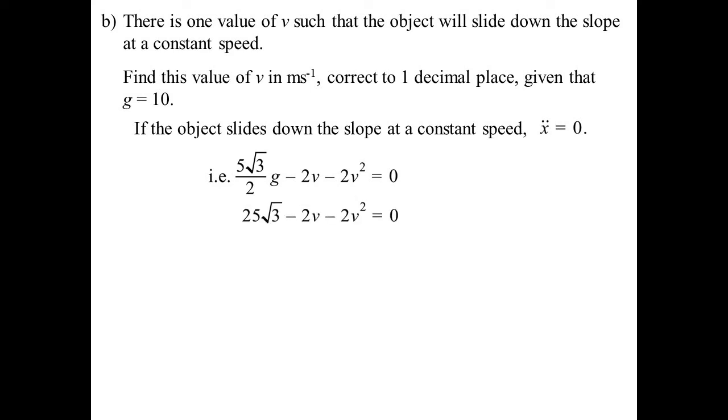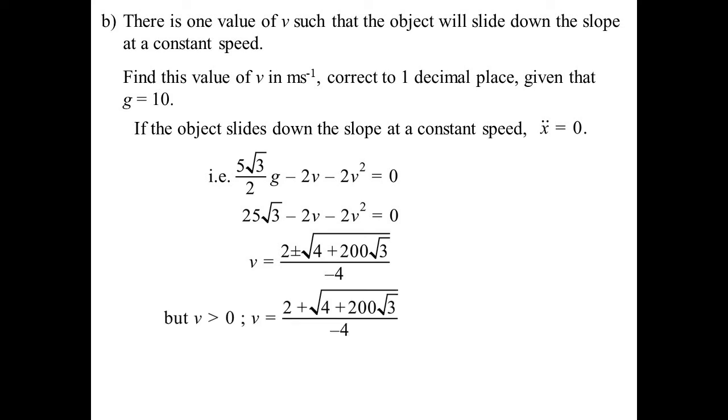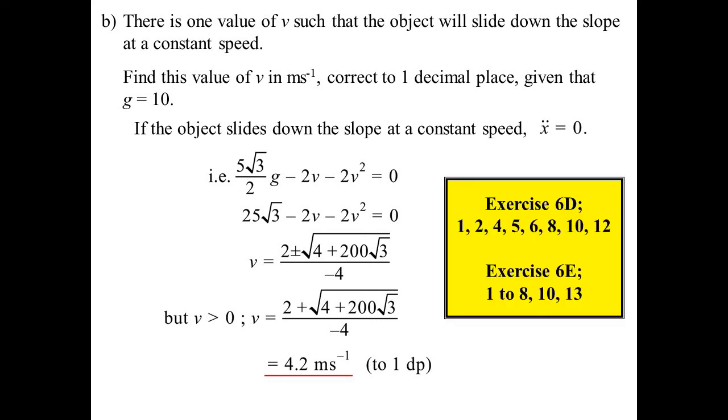They said we could take g equaling 10, so sub that in, and I've basically just got a quadratic equation to solve. Okay, 4 plus 200 root 3, but they want a decimal approximation anyway, so the fact that I've got a square root of a square root's not a big deal. Plus or minus, over negative 4. Which one is it going to be? It's got to be the positive one, because in the direction we're travelling would be positive velocity, not negative velocity. So we end up with 4.2 metres per second for that one. Okay, so a couple of exercises there for resisted motion.